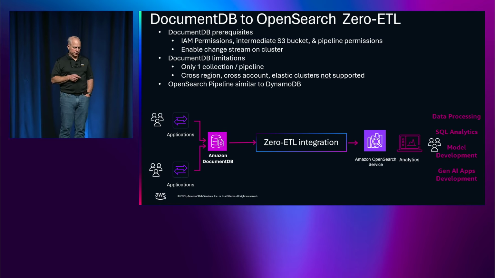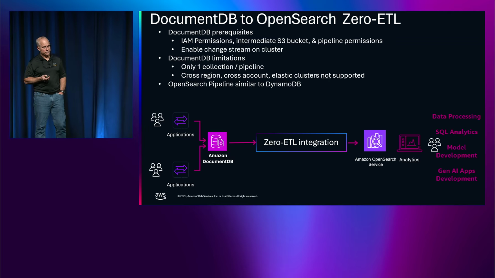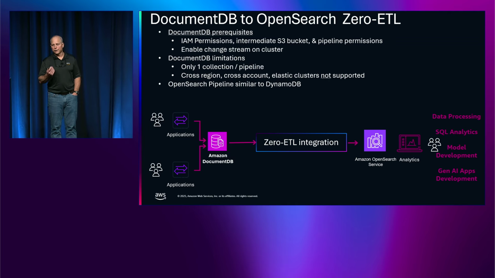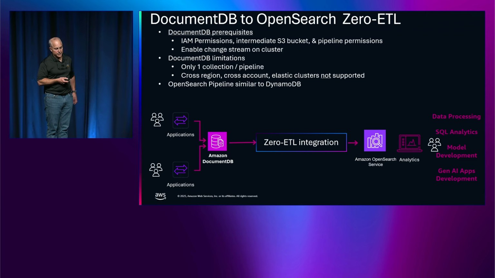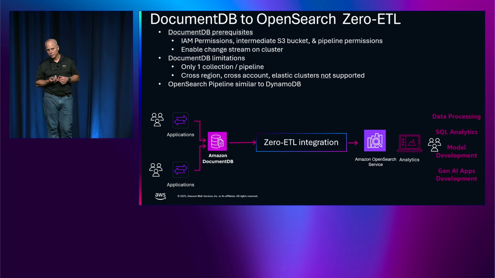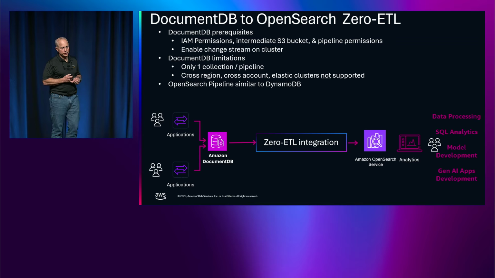DocumentDB to OpenSearch. So this was announced, I think, last quarter. So zero ETL, DocumentDB to OpenSearch, is very similar to DynamoDB. For IAM permissions, you'll need an intermediate S3 bucket, you'll need the pipeline permissions, and then you'll also need to do that JSON pipeline mapping your document or collection to your OpenSearch index.